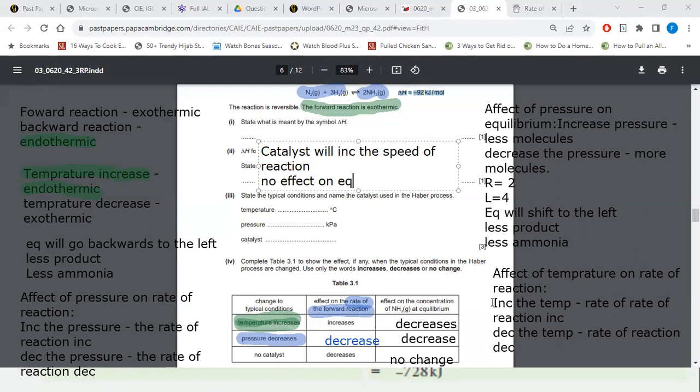So all you have to remember is what I have written down for you. What is the effect of temperature on rate of reaction? Effect of pressure on rate of reaction. Then equilibrium. When temperature increases, we go to endothermic. Temperature decreases, we go to exothermic. Similarly, if we increase the pressure, less molecules; decrease the pressure, more molecules. And catalyst has no effect on equilibrium. If you remember this much, you will be able to figure out most of the questions.